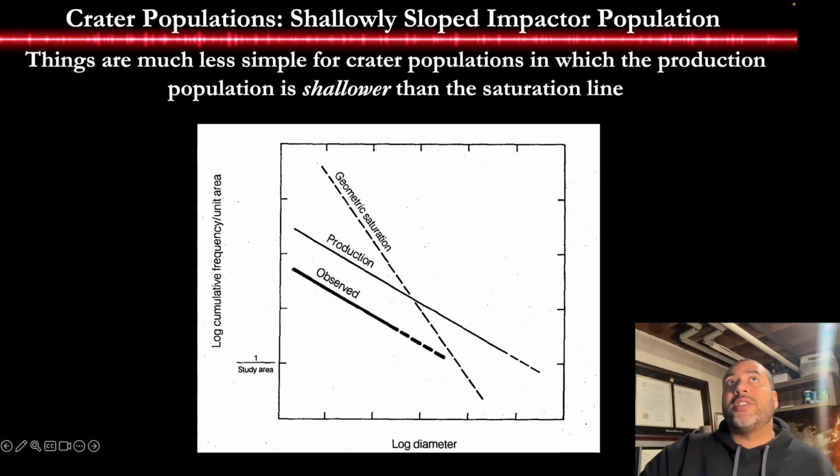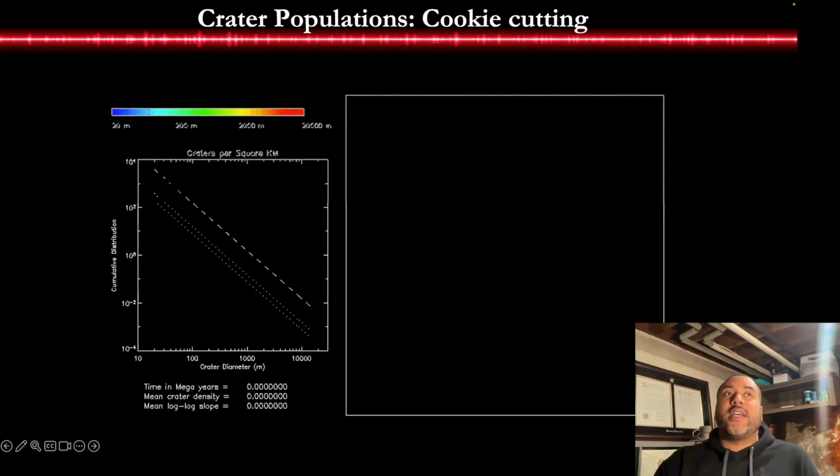So now let's think about a shallowly sloped impactor population. It's a lot less simple in this particular instance, where the production curve is shallower than the saturation curve. But what you can see, at least from here, is that larger craters should hit above that saturation limit prior to lower crater diameters.